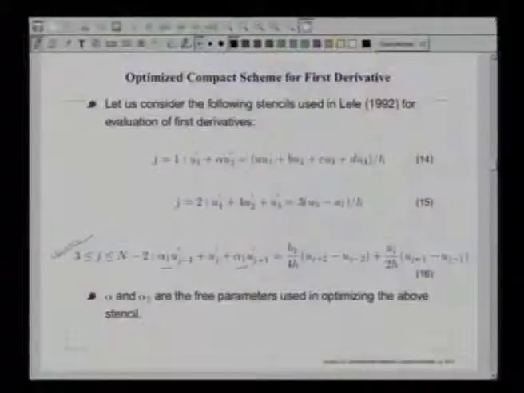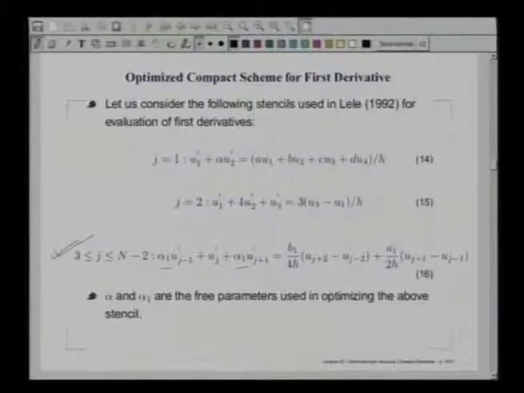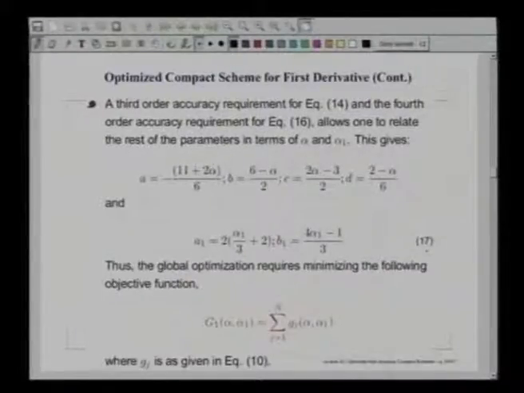So, if we do that, we can get those coefficients in terms of alpha, and that is what is given here. The same way we can also look at the general stencil and equate the Taylor series, and what we are going to get is the following equation, given by relation 17. Essentially, out of all those parameters, we have reduced the optimization issue to only 2 parameters, alpha and alpha 1, and then we add it over all possible nodes j equal to 1 to n. That is our global problem.